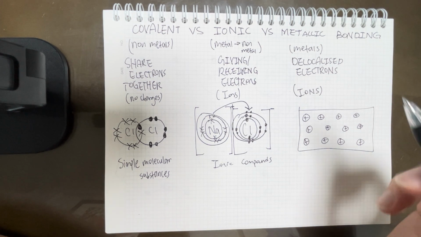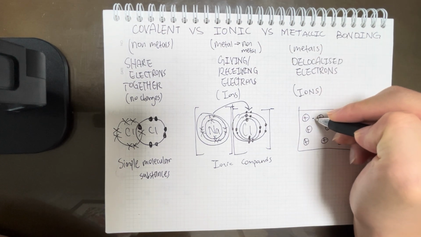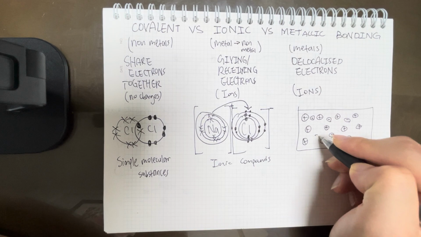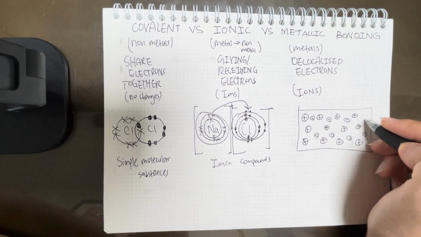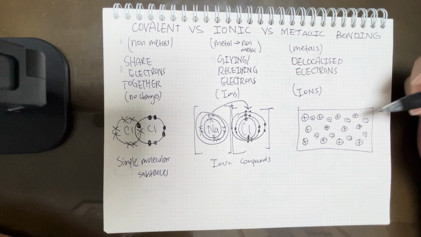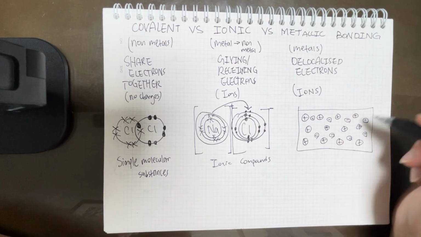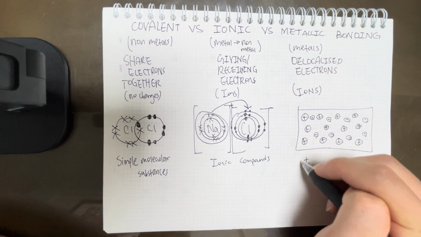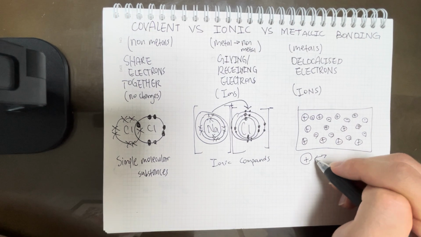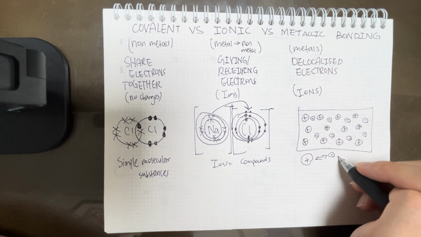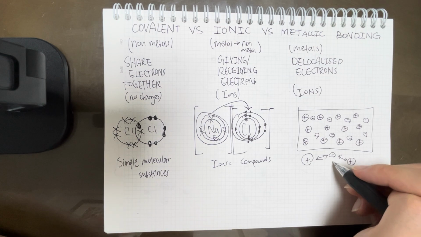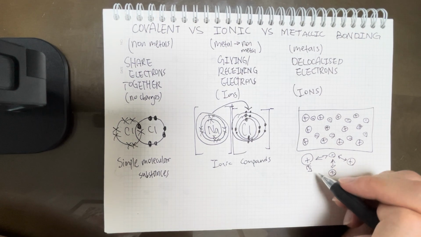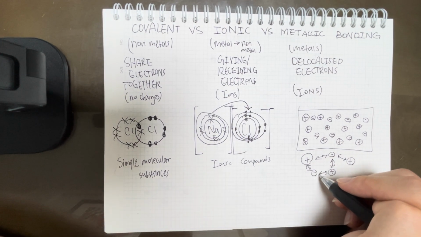But what happens in metallic bonding, so between metals, is that these electrons that are negatively charged are shared between all these atoms. All these positively charged nuclei are going to be attracted to these negatively charged electrons in something like this. So a positive nucleus is attracted to a negative electron, which is also attracted to another positive nucleus, and this is attracted to another negative electron, and this is attracted to another positive nucleus, like so.